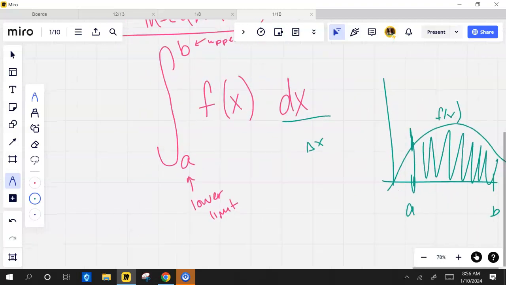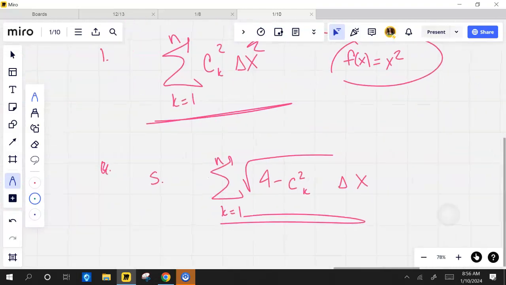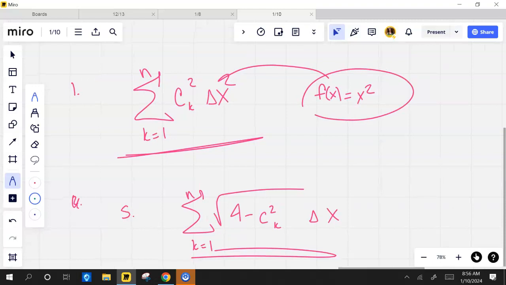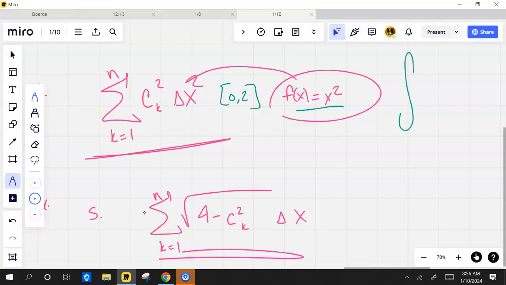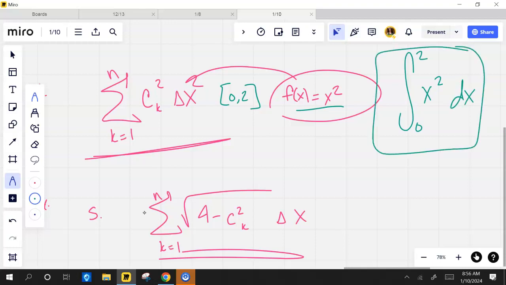So if I go back to those two that I just showed you here, and let's say I told you, I think they even give you the intervals here, from 0 to 2, how could you write that using an integral now? You've already identified f of x. So I do my little integration, 0 at the bottom, 2 at the top, x squared dx. You have to follow with the dx. There it is, an integral. These mean the same thing.